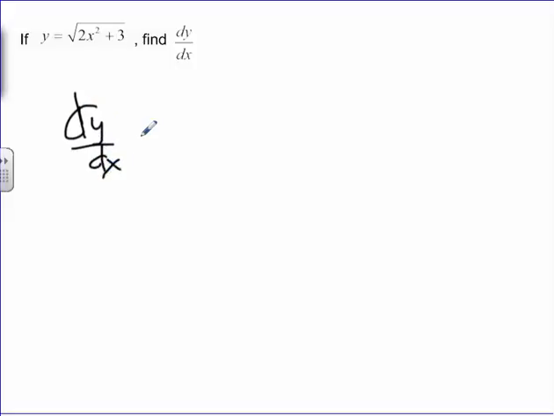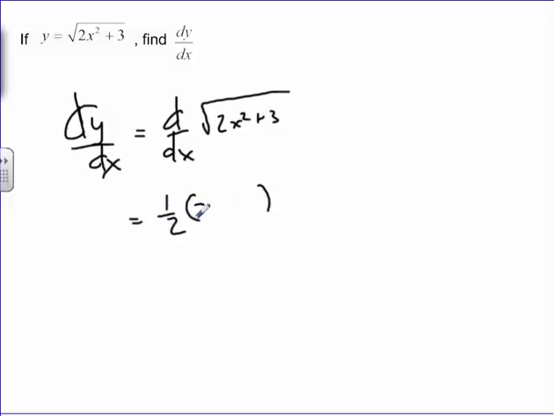Once you get the idea how this derivative works, the formula was: take the derivative of the mom with the baby inside and then times by the derivative of the baby. So really, when you want to take this derivative here, you're asked to find the derivative of 2x squared plus 3. So here's another way of writing it here. I'm going to make this 1/2 times 2x squared plus 3 to the minus 1/2.